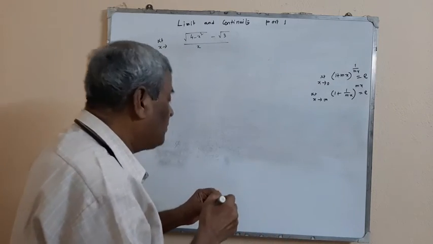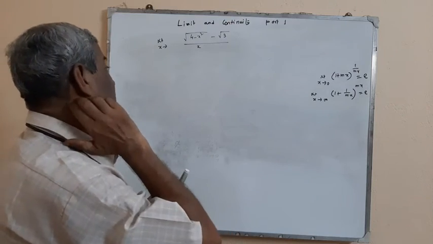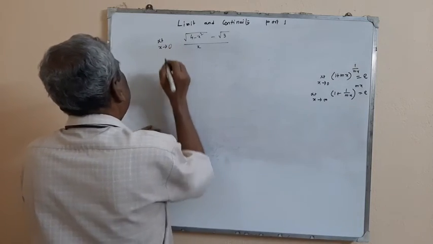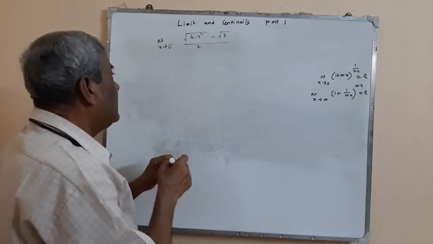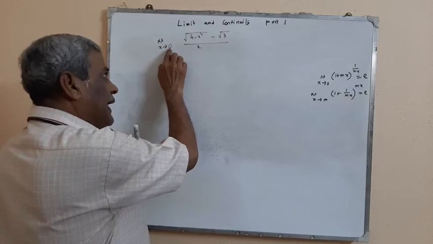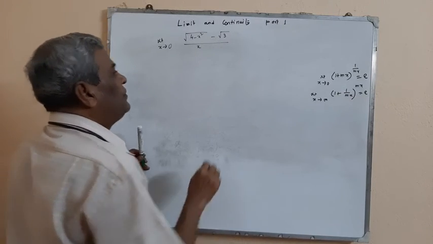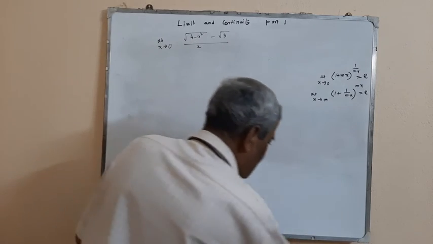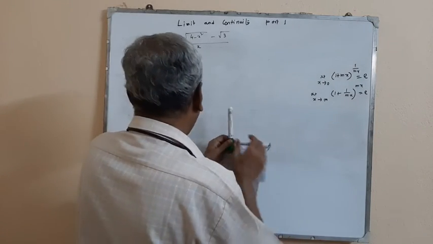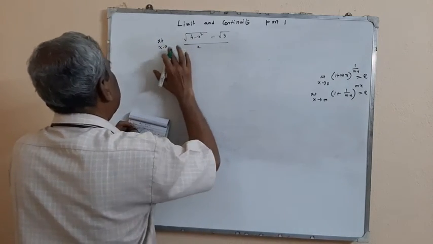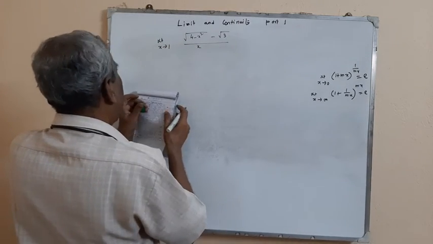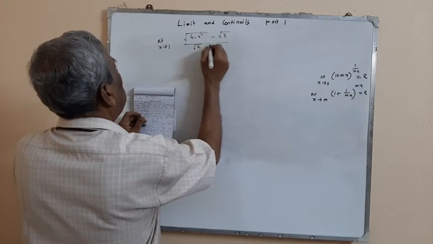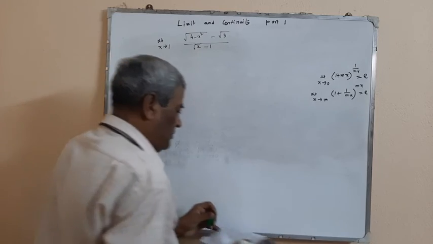If in a problem of limit, x tends to 0, sorry. If by putting x is equal to a, in this case a is equal to 0, if you put it there, no, I think, oh, the problem is not that. Tends to 1, numerator is okay, denominator is root x minus 1.